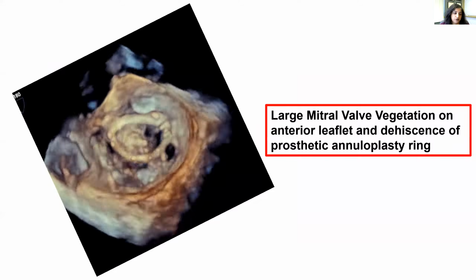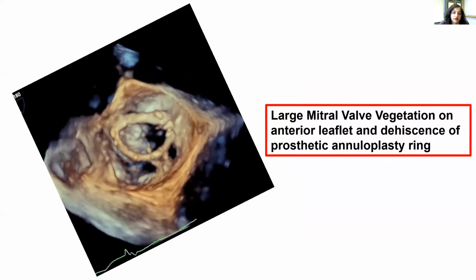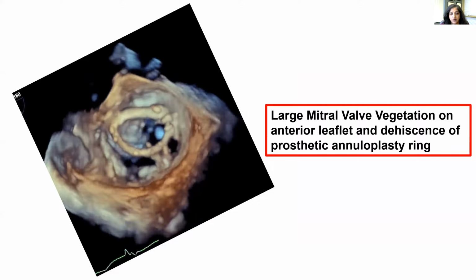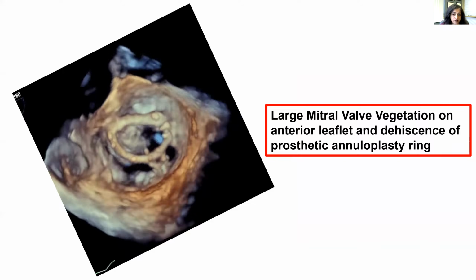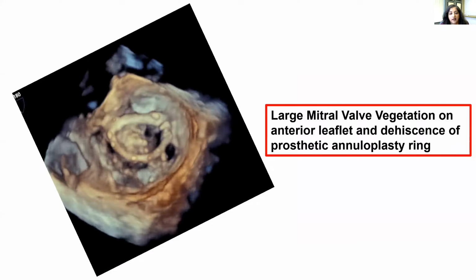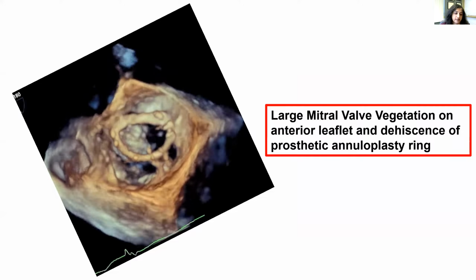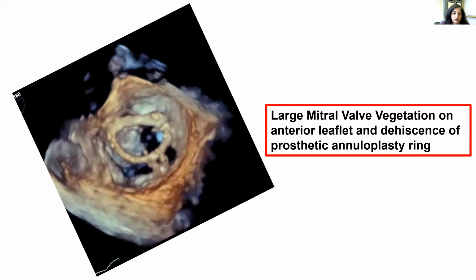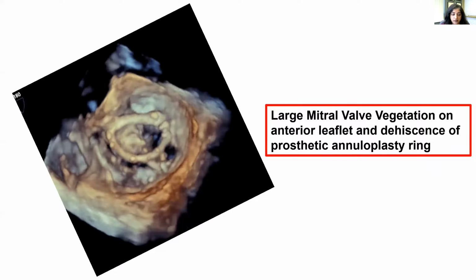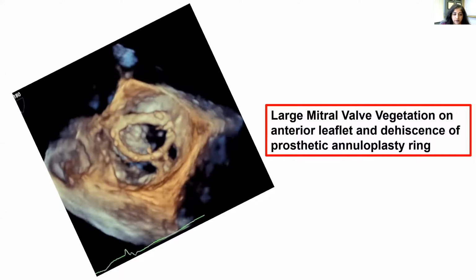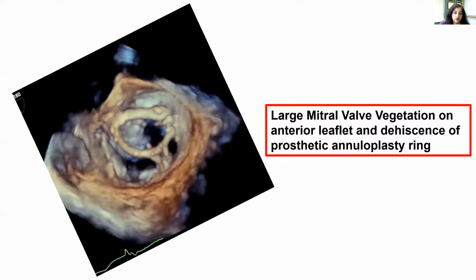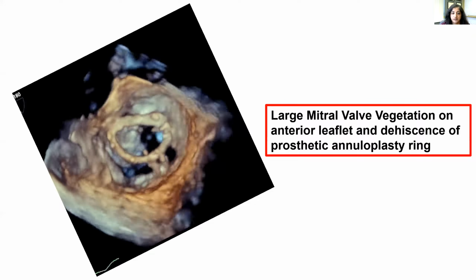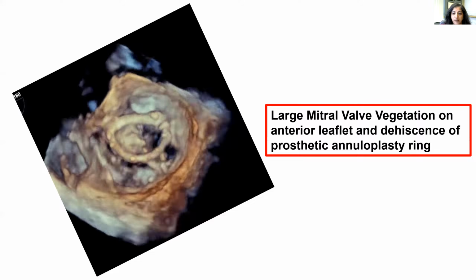And this is in contrast to a different mitral valve pathology. So this is a patient with a large mitral valve vegetation on their anterior leaflet and a dehiscence of their prior prosthetic annuloplasty ring from this infection. And so not only do you see mitral valve pathology, you see relationship to other cardiac structures, but you can also see depth rendering, and you can see the prosthetic valve dehiscence from the mitral annulus.